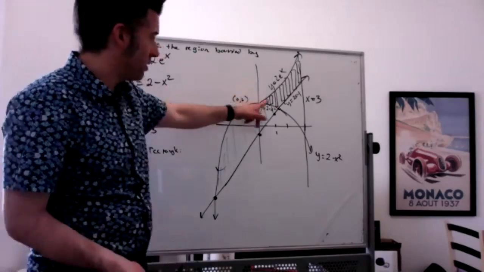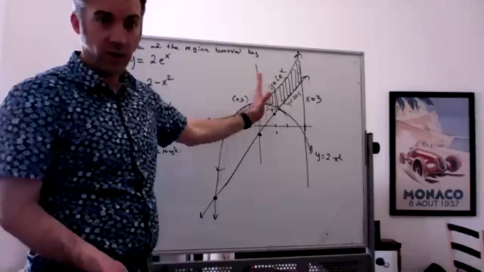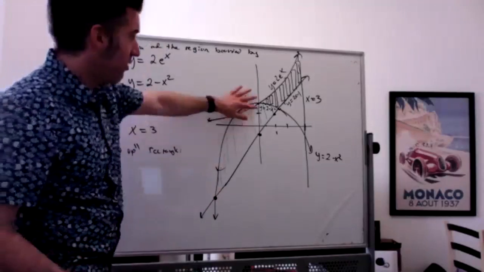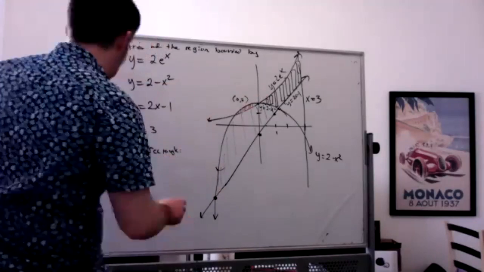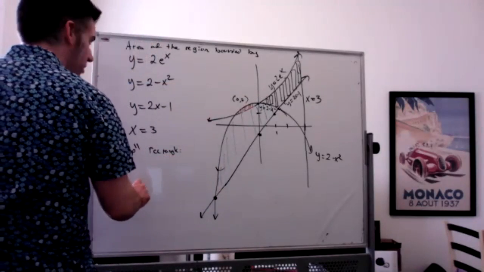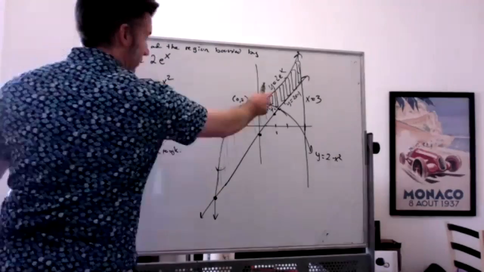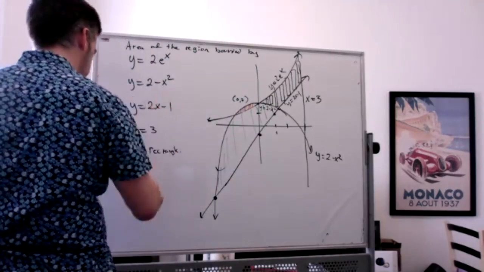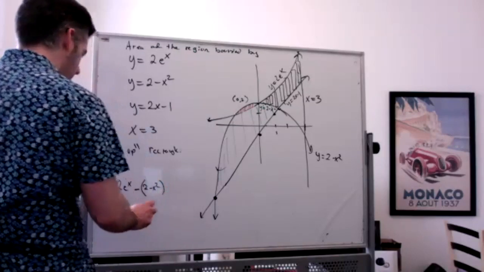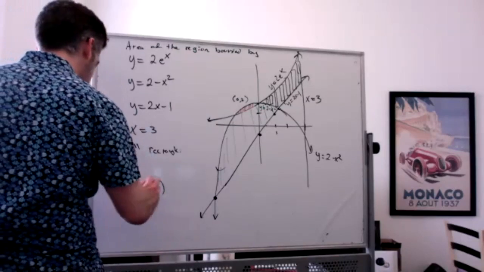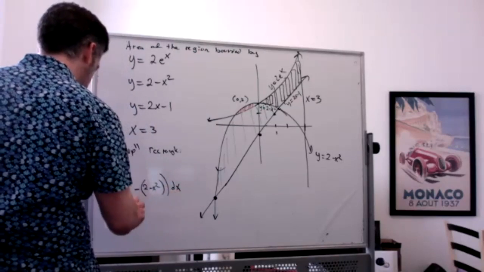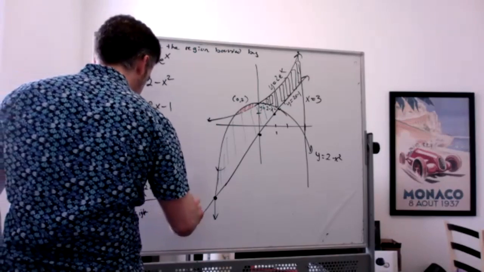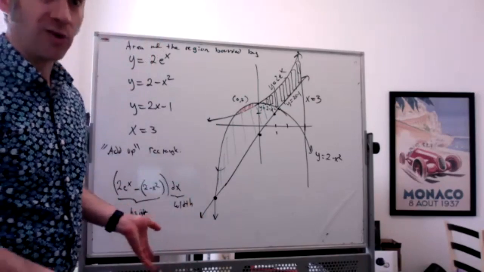So let's start to the left here. This rectangle I've drawn to the left. The area of that rectangle is the height times the width. The height is the top function minus the bottom function. So the area of that rectangle is going to be the height, which is the top function minus the bottom function, so 2e to the x minus (2 minus x squared), times the width, which is just dx. Again, that's the height, that's the width. And then we're going to add up all the rectangles, meaning we're going to integrate.